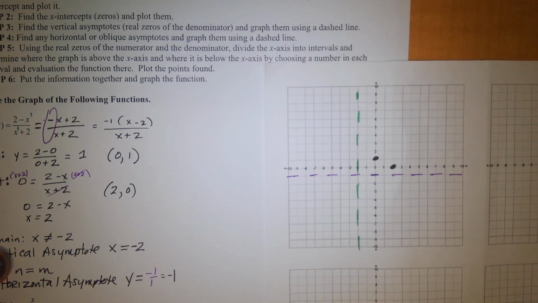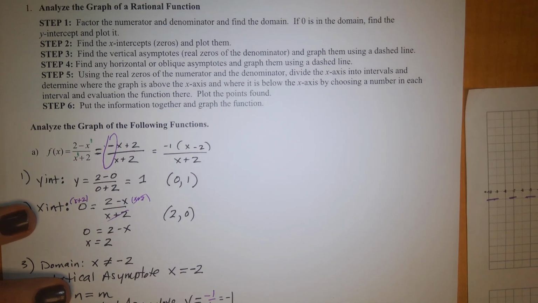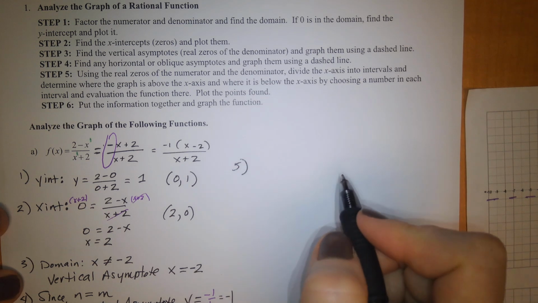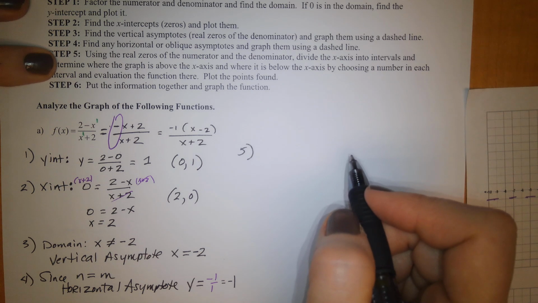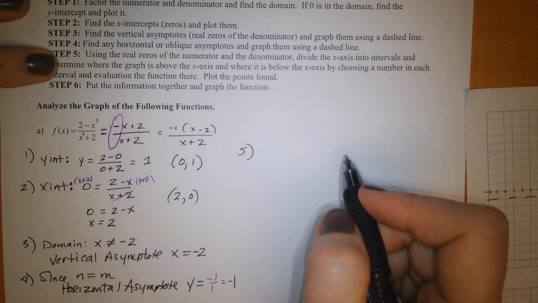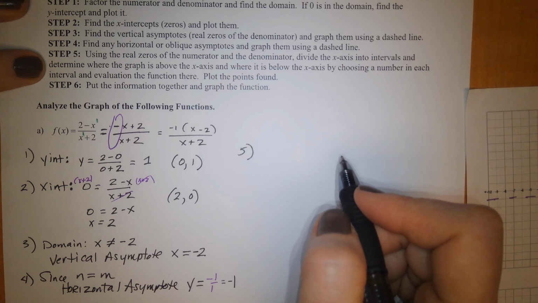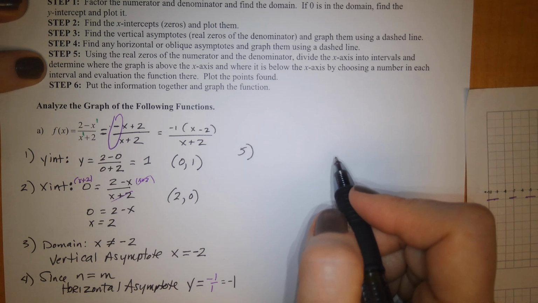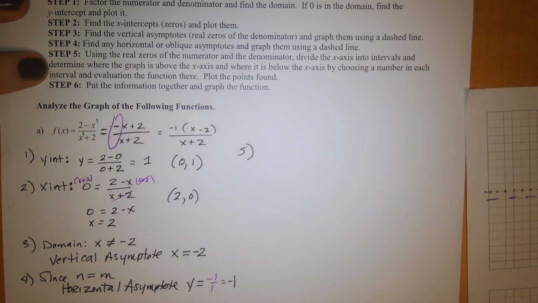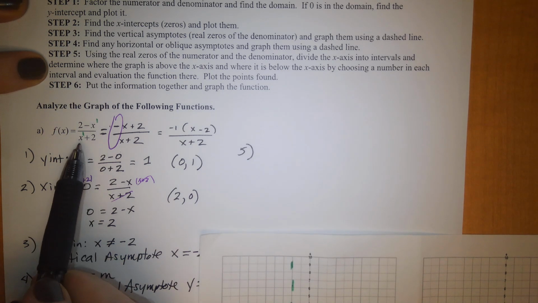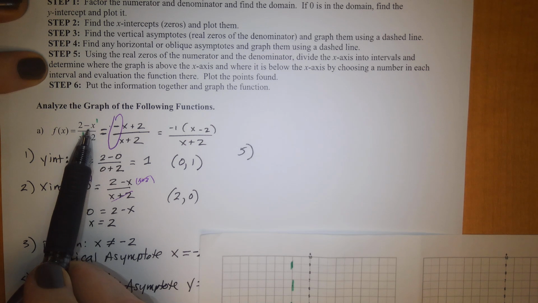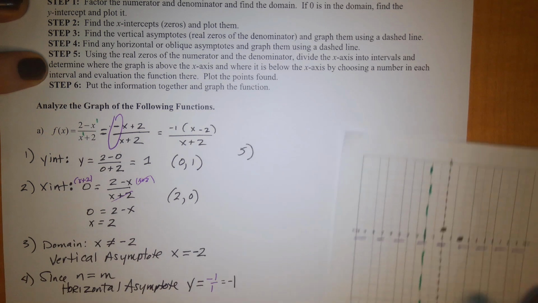Now, step 5, move the graph out of the way for a moment. Step 5 says to find any real zeros. So using any real zeros of the numerator and the denominator, divide the x-axis into intervals and determine where the graph is above or below the x-axis by choosing a number in each interval and then evaluating the function at that location. So if we look at our graph, I know I have a 0 at 2 because that's what makes my numerator 0. But also I'm going to have a 0 at whatever makes the denominator 0.